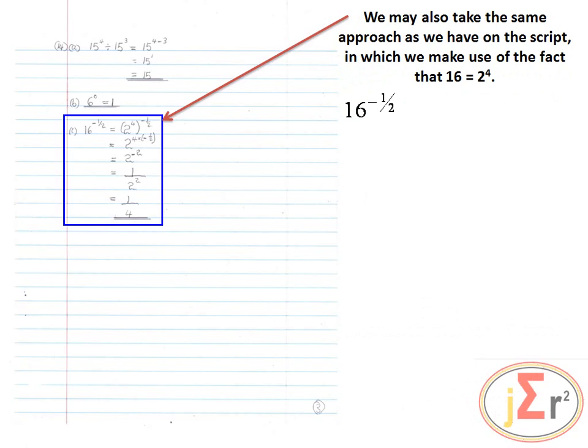We may also take the same approach as we have on the script, which is the one that we have right here, because the one that we took just now actually is not this one. So we may now take the same approach as we have on the script, in which we make use of the fact that 16 is equal to 2 to the power of 4. So replace 16 with 2 to the power of 4, and what do we do?